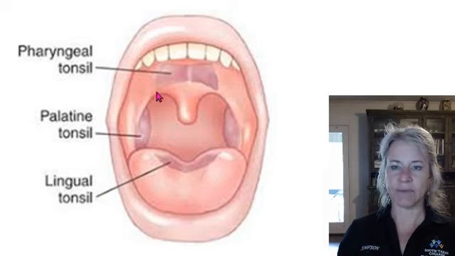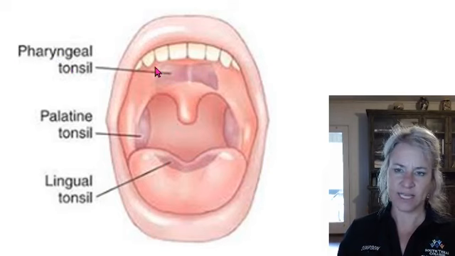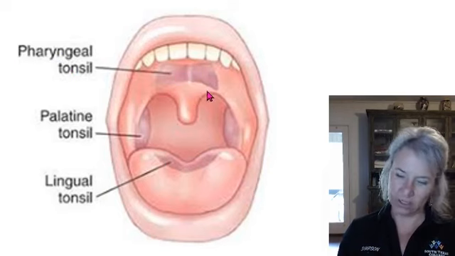The palatine tonsils, those are the ones at the back of the throat that you can actually see, okay? And lingual tonsils are behind the tongue, you can't see them. This should say nasopharyngeal tonsil. You can't see that, but that's where it would be located. It's up there in the nasopharynx.